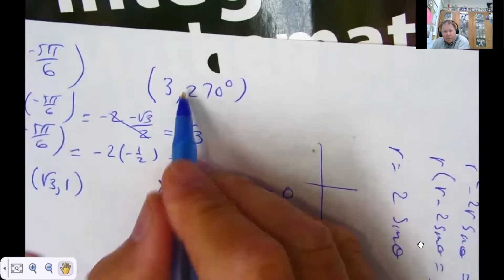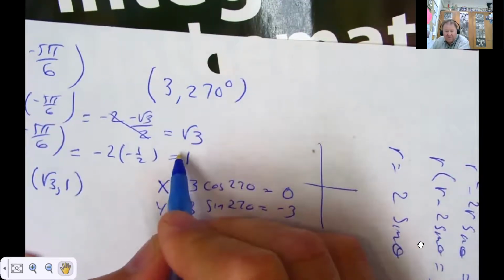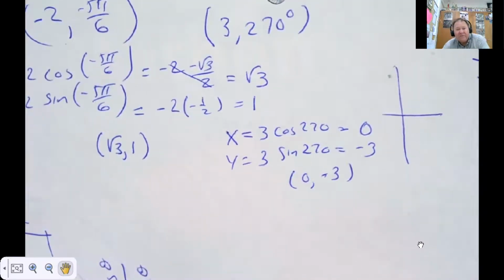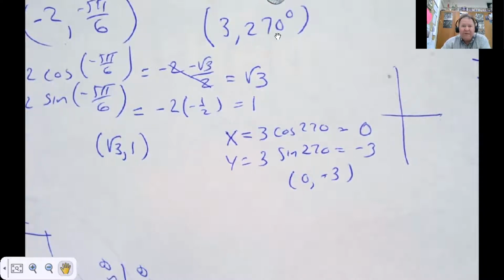We know that if you go 3 in the 270-degree direction, that's straight down 3. All right. So that's that. That's how you take something that's in polar form, a polar ordered pair, and put it to rectangular. Now let's go the other way. Let's see how we do that.